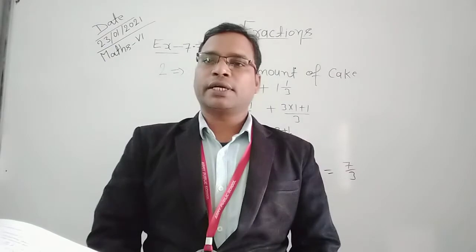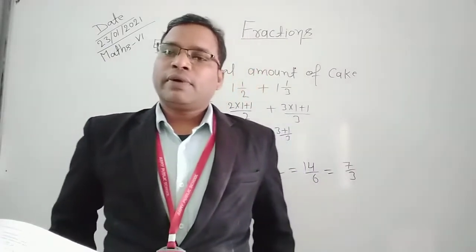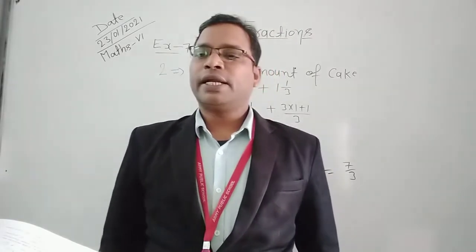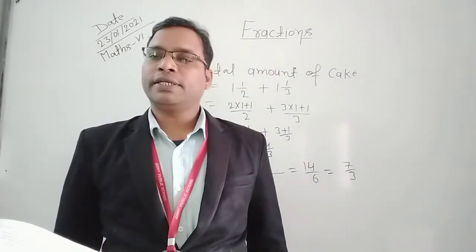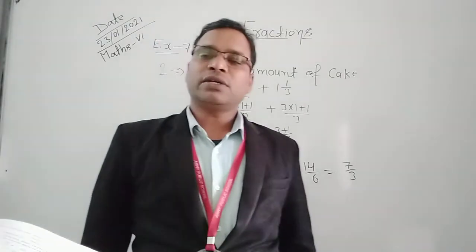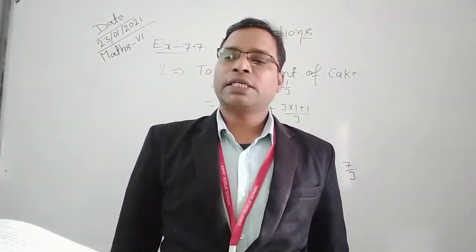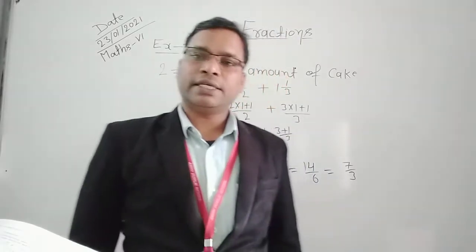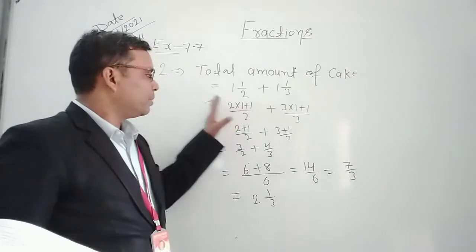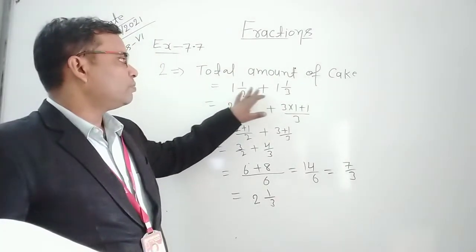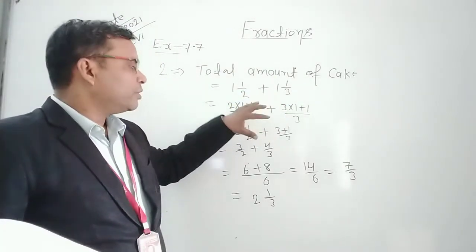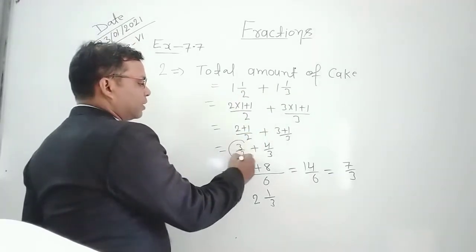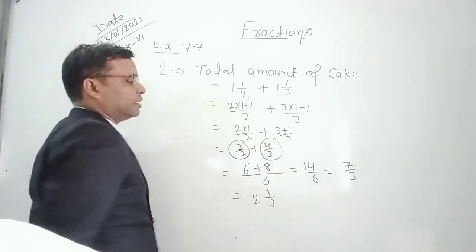I repeat this question again. Naina was given 1 whole 1 by 2 piece of cake and Najma was given 1 whole 1 by 3 piece of cake. Find the total amount of cake that was given to both of them. So the total amount of cake you can see here. We first write 1 whole 1 by 2 plus 1 whole 1 by 3, and after this we convert it into an improper fraction, so it becomes 3 by 2 and 4 by 3.